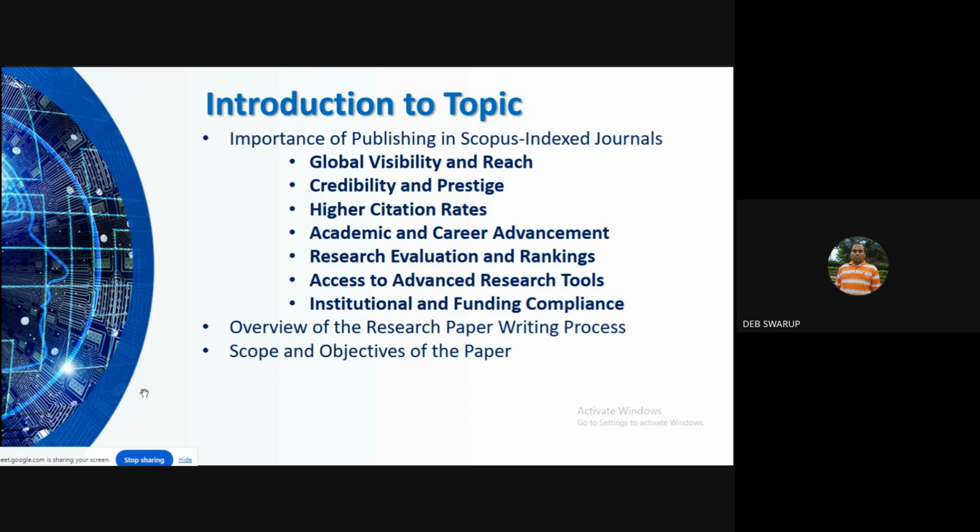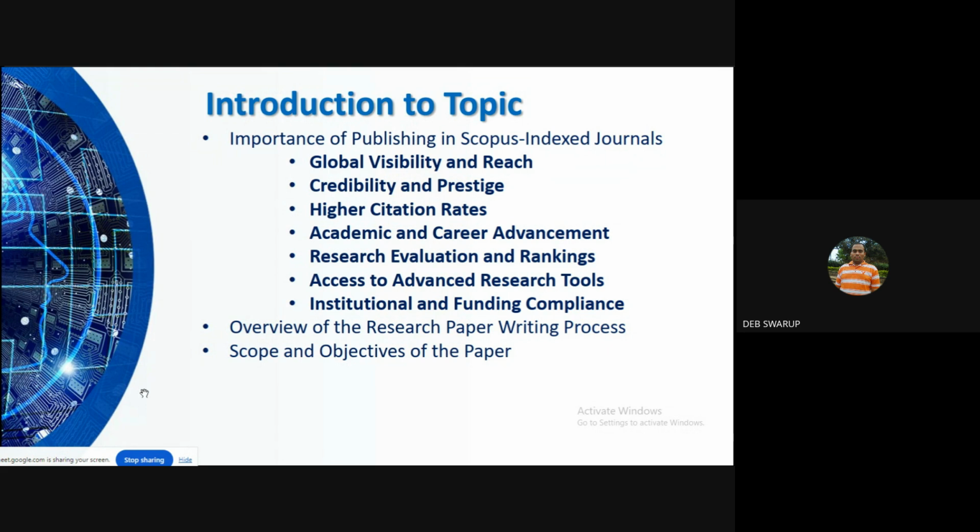And then the overview of research paper writing process. We'll talk about this in the next couple of slides. I'll go to this particular topic in detail. Then scope and objectives of the paper. Now, what is scope and what is objective of the paper and why are these things much more important?